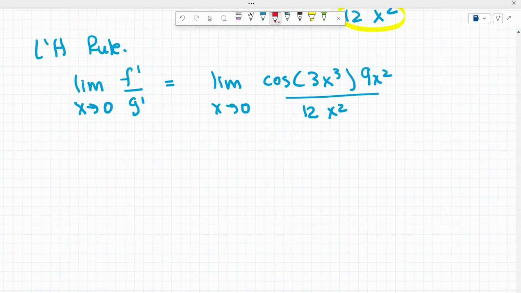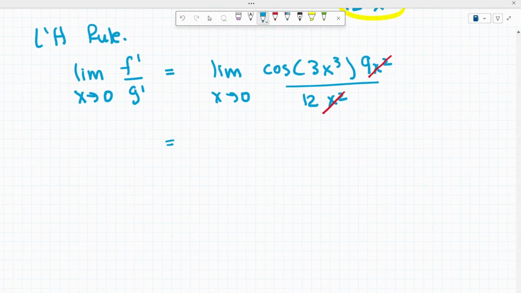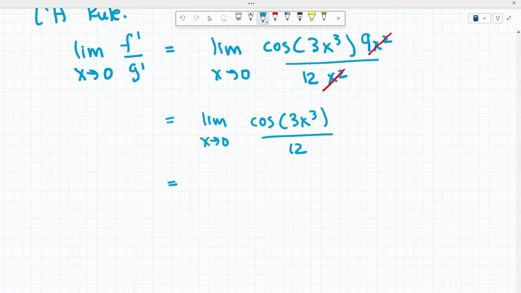What can we notice right off the bat? Well, our x squareds cancel out, which saves us on our denominator. So our denominator is no longer going to go to 0. And what else are we left with over here? We now have the limit as x approaches 0 of cos 3x cubed over 12. So now let's go ahead and evaluate this limit. Essentially we're going to plug in the 0 where we see x.